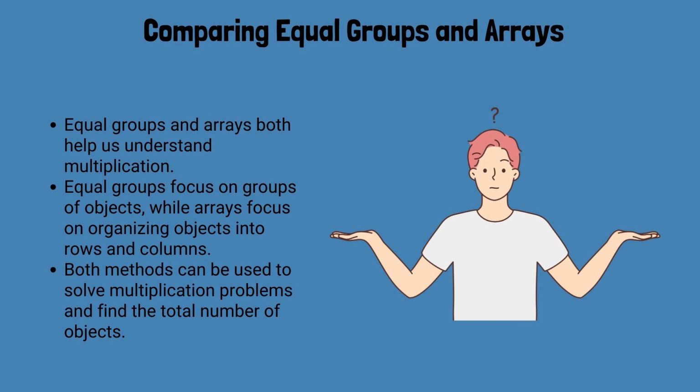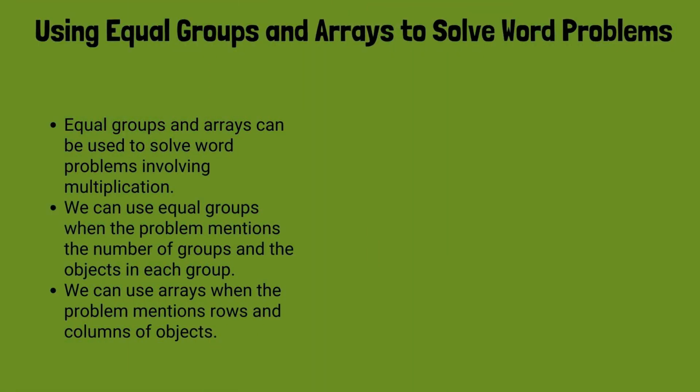Equal groups obviously deal with groups and objects in each group, while arrays organize objects into rows and columns. Both methods can be used to solve multiplication problems, but there are certain times where it might be advantageous to use one particular strategy. When solving multiplication word problems, some word problems might deal with groups. So it's obviously better when you're drawing a picture to draw groups that match the problem.